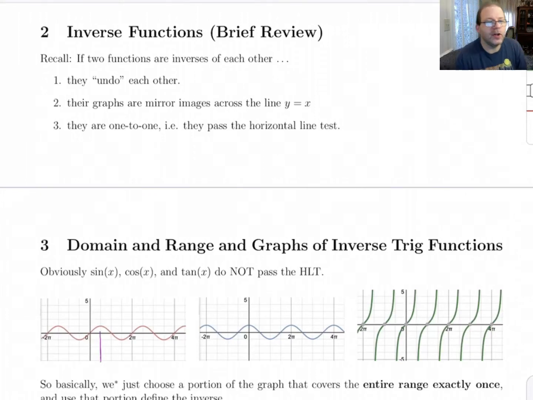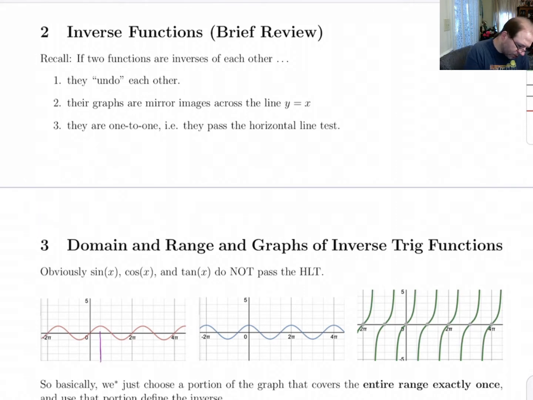Okay, a while back we talked about inverse functions, and I want to hit the high points of that before we talk more about inverse trig functions. So if you've got two functions and they're inverses of each other, they undo each other. Their graphs are mirror images across the line y equals x, and the last part is they are one-to-one, or in other words, they pass the horizontal line test.